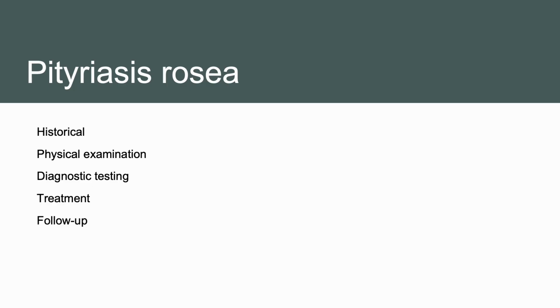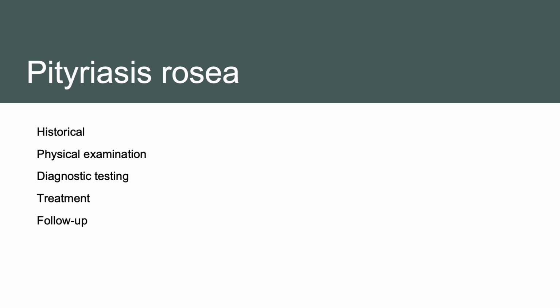History asks about a recent upper respiratory infection. Physical exam, look for the herald patch along with a secondary eruption. This is often a clinical diagnosis. KOH prep can be used to rule out fungal infection, and serologic testing for syphilis if syphilis is suspected.